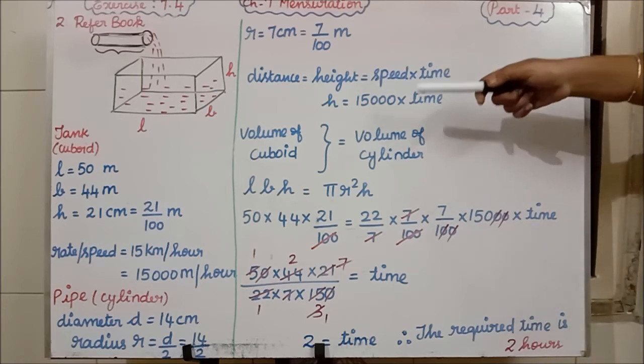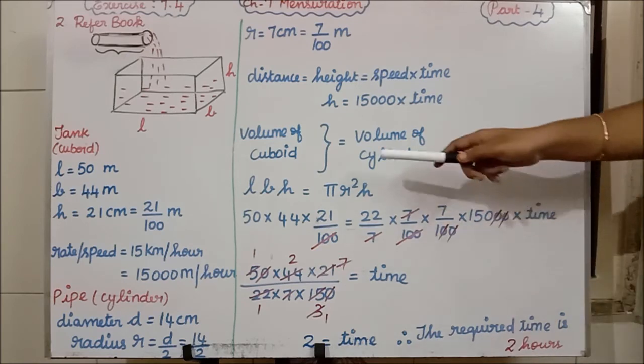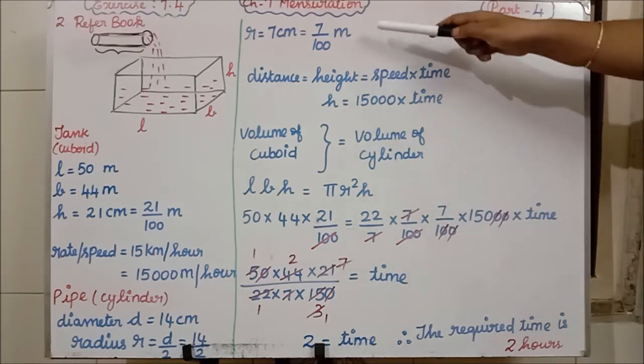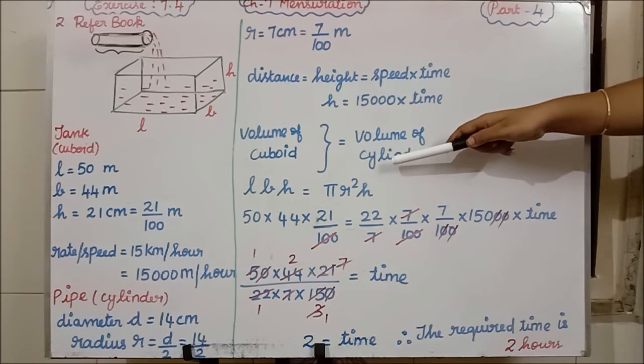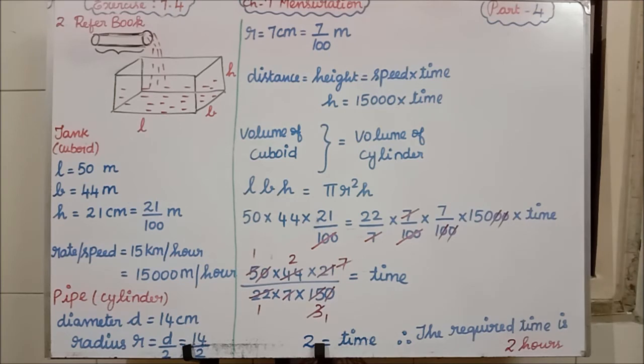So I have written here, volume of cuboid is equal to volume of cylinder. Volume of cuboid formula is what? Length into breadth into height is equal to the volume of cylinder formula, which is what? Pi r square h. Length is what here? 50. Breadth is what here? 44. Height is 21 by 100, is equal to pi, which is what? 22 by 7 into radius. Radius of the cylinder is what? 7 by 100. R square we are having. So 7 by 100 into 7 by 100 into height.